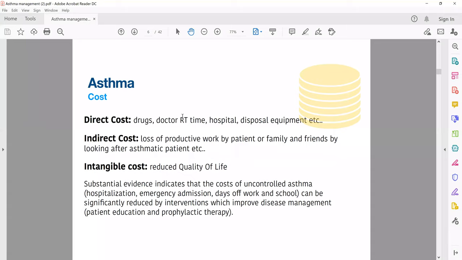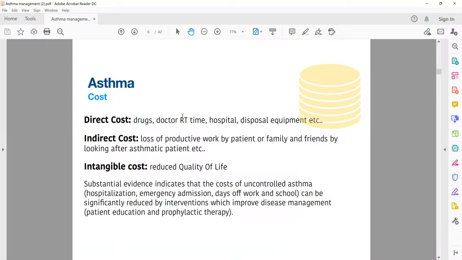One of the most important parts of asthma is the cost. And there are three types of cost. Direct cost, which represents the resources consumed, which are drugs, doctor and RT times, hospital and disposable equipment. Indirect cost, which is the lost resources that the patient will lose, like productive work, or school days, and the family and friends' time looking after asthmatic patients if he has a severe exacerbation or hospitalization. And the third is the intangible cost. It's reduced quality of life, like the patient will be unhappy and have fear and pain.